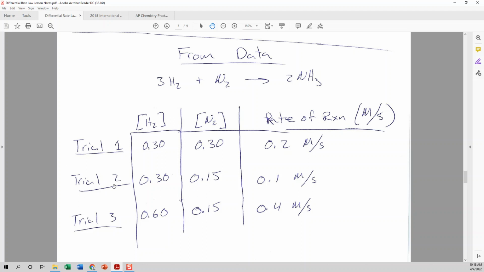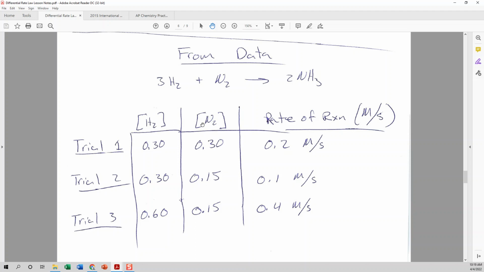And then we did the same thing in trial 2, measured the initial rate. In trial 3, we measured the initial rate, and there might be 4, 5, 6 trials, whatever. So what you're trying to do is compare two different trials. If I want to figure out the order with respect to hydrogen, I want to find two trials where I changed the concentration of hydrogen, but I kept nitrogen constant.